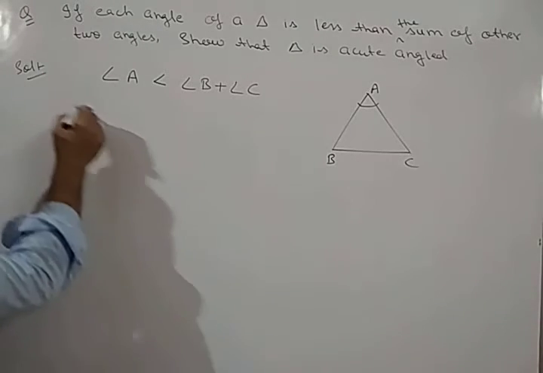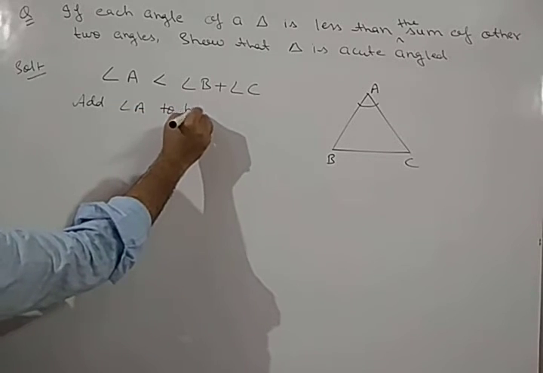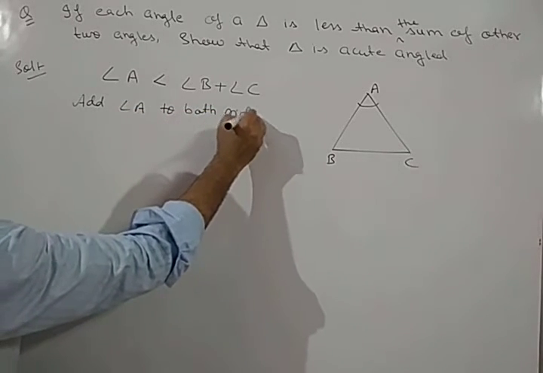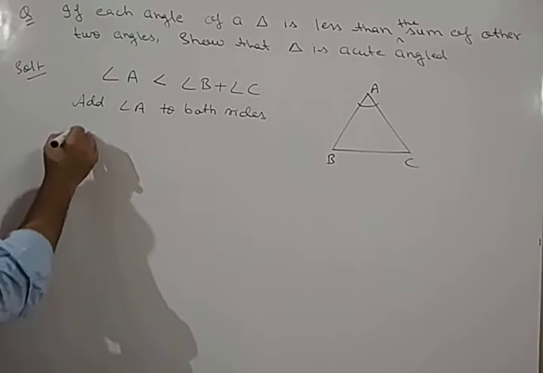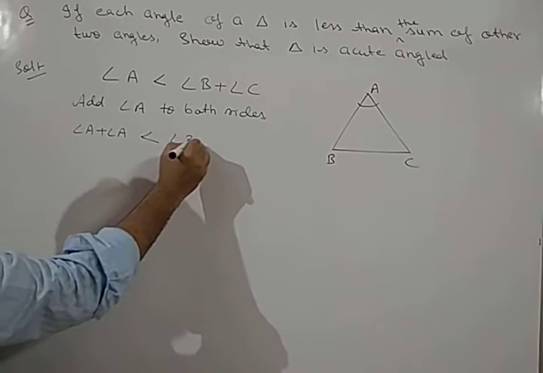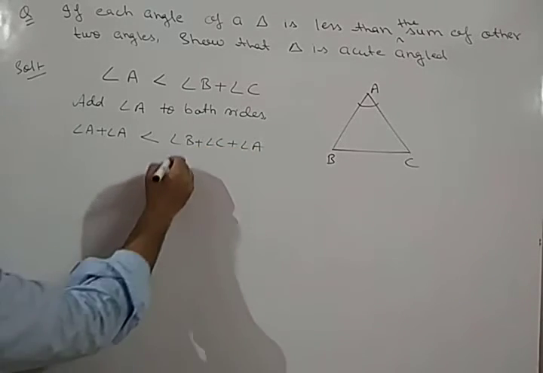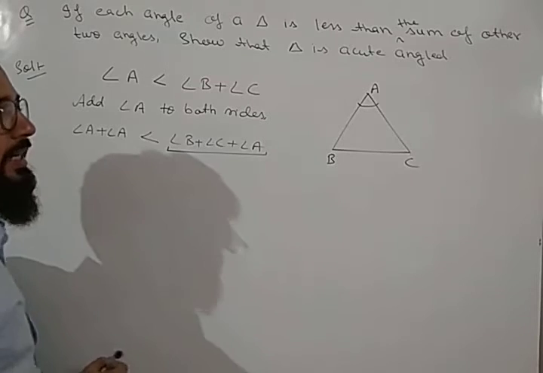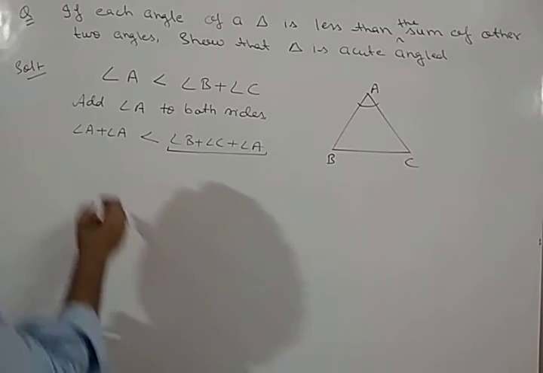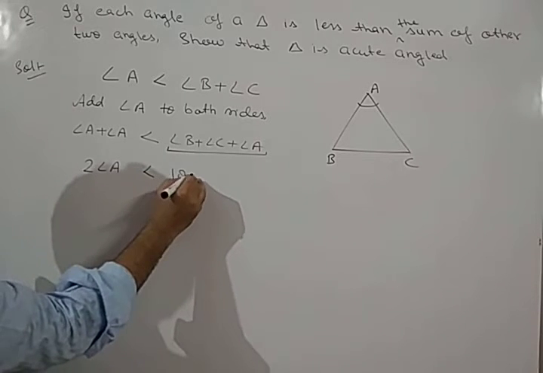So what I am doing? Add angle A to both sides. So we will get angle A plus angle A is less than angle B plus angle C plus angle A. Now what is the value of angle B plus angle C plus angle A? Its value is 180 degree. So we will get twice of angle A is less than 180 degree.